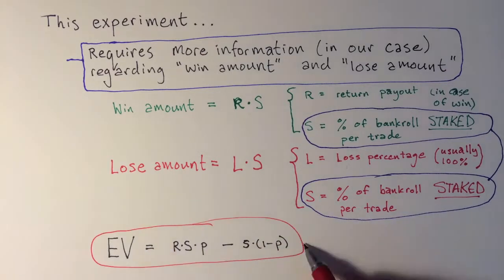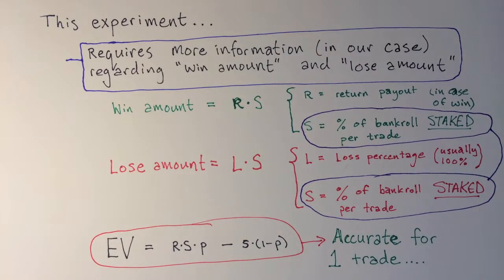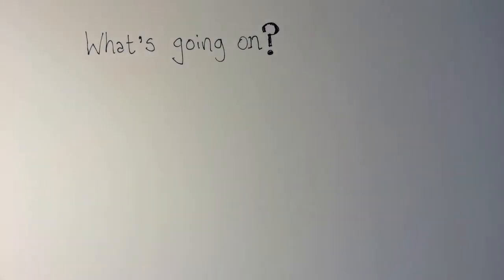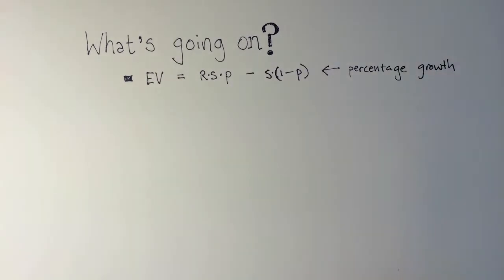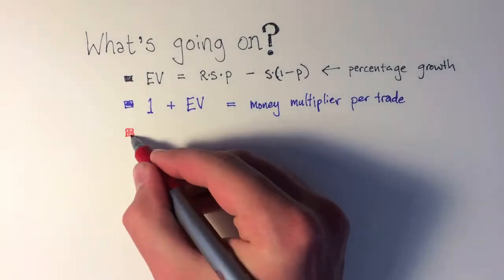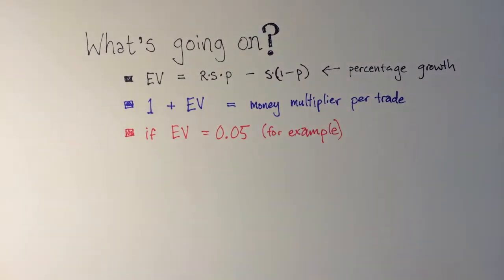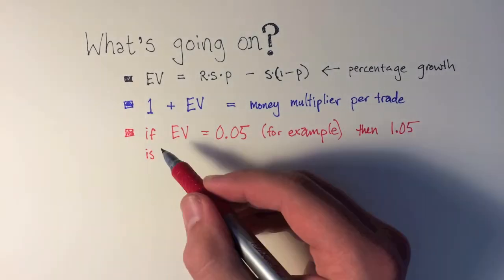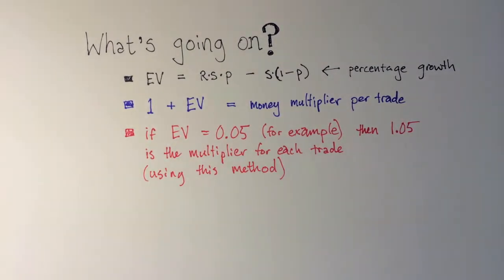So remember what we said about the issues that result from the built-in assumption that we are only forecasting the outcome of a single trade? Well, let's look at how this formula is extended to forecast over multiple trades and where that can go terribly wrong. This formula, as we mentioned, calculates the expected percentage growth on your bankroll after one trade. So that means that 1 plus this amount is the expected money multiplier per trade. For example, if the formula says 0.05 or 5%, then the new bankroll that you should expect after one trade is your bankroll amount before the trade times 1.05.